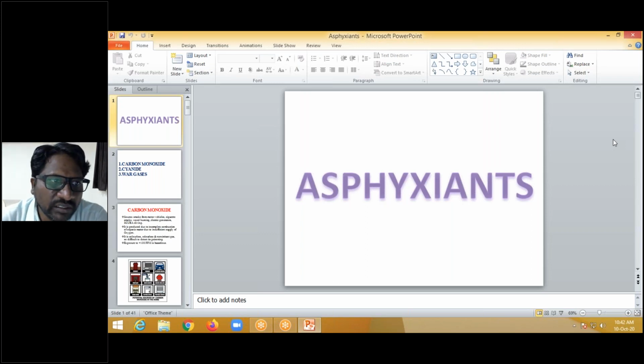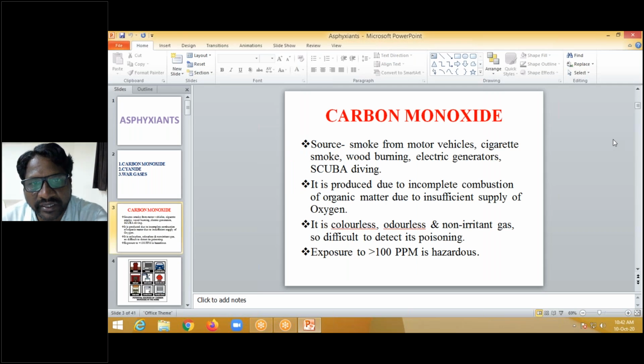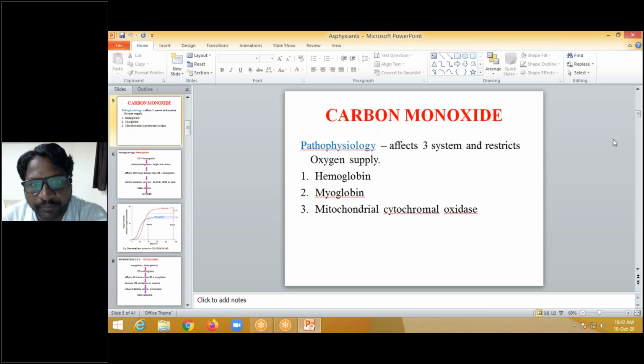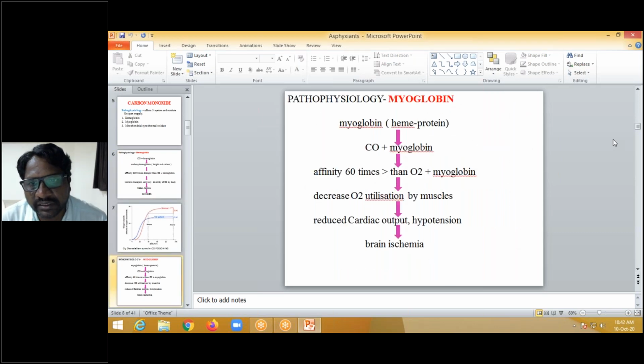In that, we already discussed the asphyxiants carbon monoxide, cyanide, and war gas. At the same time, carbon dioxide also is there, but we will discuss the very important ones: carbon monoxide, cyanides, and war gases. We already discussed the common sources of carbon monoxide and the physiology, how it combines with hemoglobin, myoglobin, and mitochondrial cytochrome oxidase, and what it finally leads to: tissue anoxia, and cellular death may be caused.